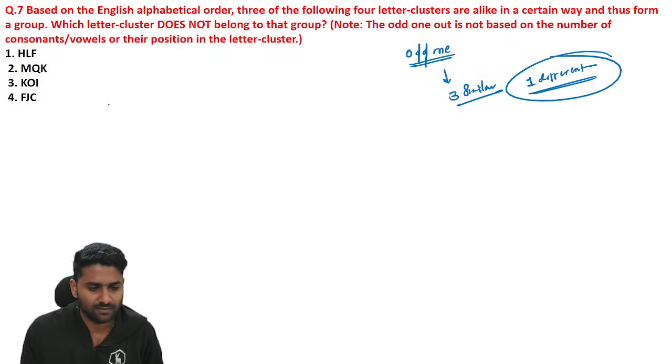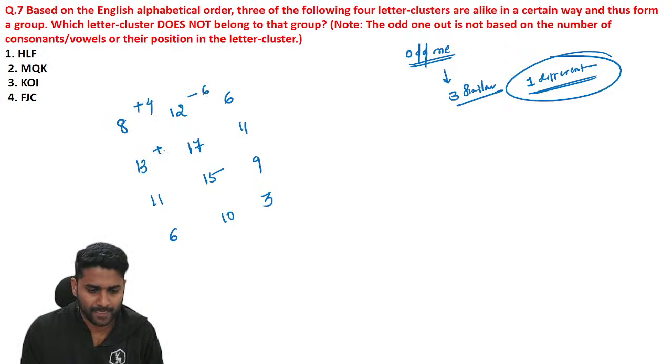Now see, let's convert these alphabets into numerical. 8th letter, 12th letter, 6th letter, 13th letter, 17th letter, 11th, K11, O15, I9. Finally, F6, J10, C3. Now see, it's plus 4 minus 6, plus 4 minus 6, plus 4 minus 6, plus 4 minus 7.